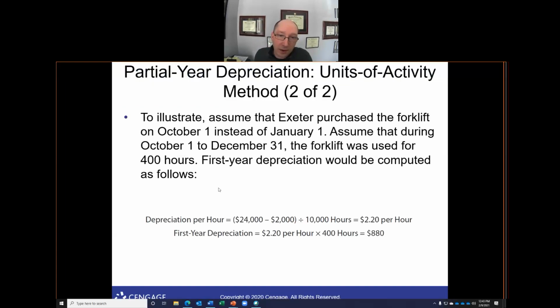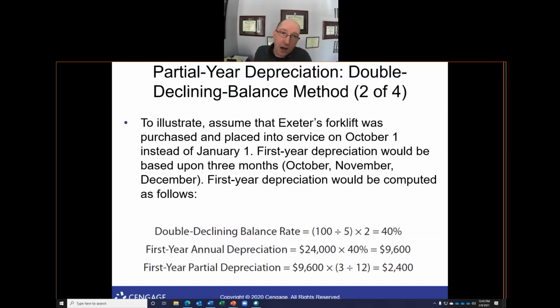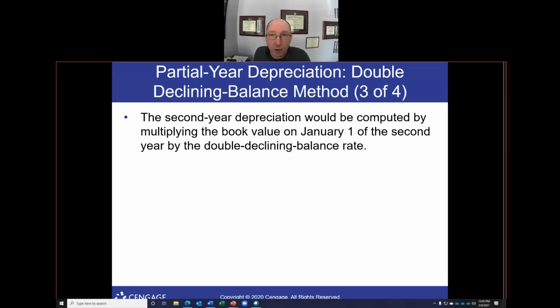For units of activity, it's the same concept. How many hours did you use the forklift for those 3 months? $2.20 per hour times the number of hours you used. That's the depreciation for that first year. Same with double declining balance. Right? It's very straightforward.